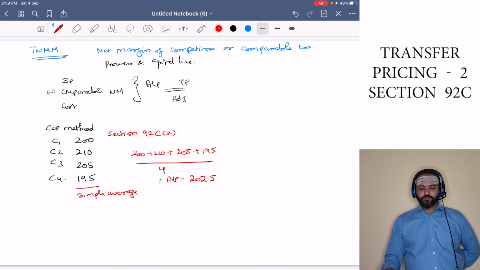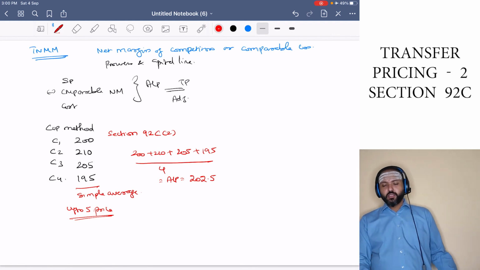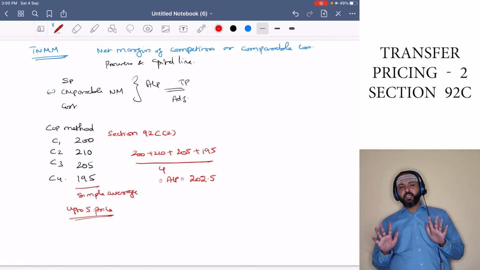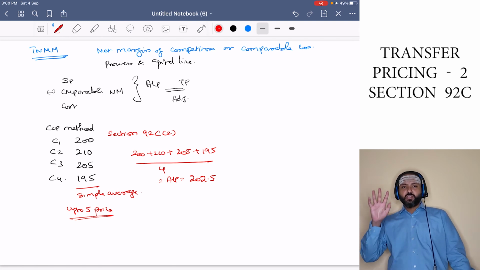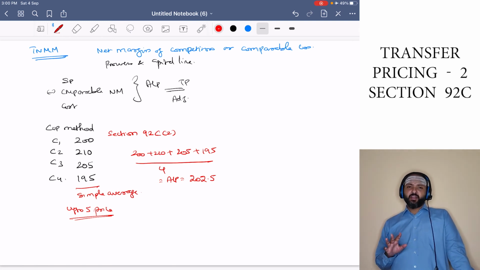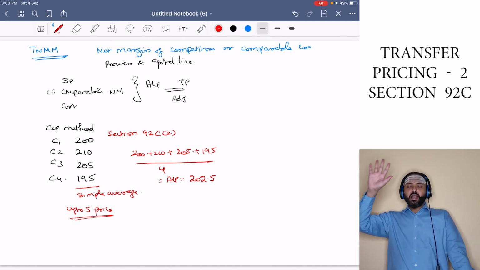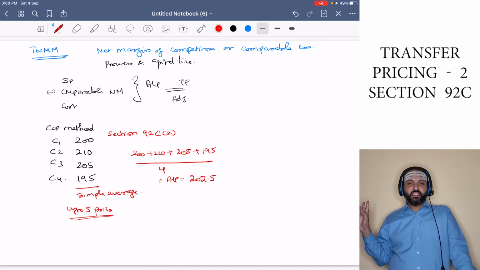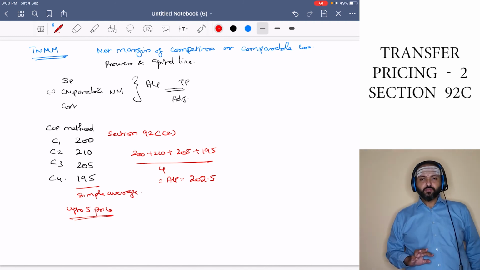What should I do? According to 92C2, up to 5 prices. So I have applied the transfer pricing study, and 4 companies were found suitable. With these 4 companies I have arrived at the transfer price. Now I want to know which price to choose. What should I do? Add the price of all 4 companies and find the simple average. Okay, so this will be the arm's length price.